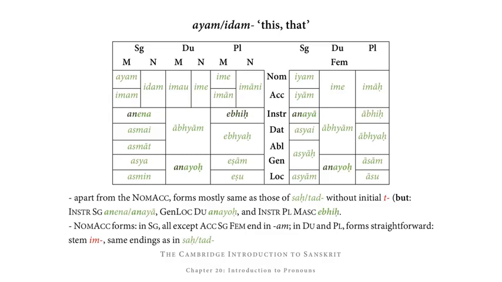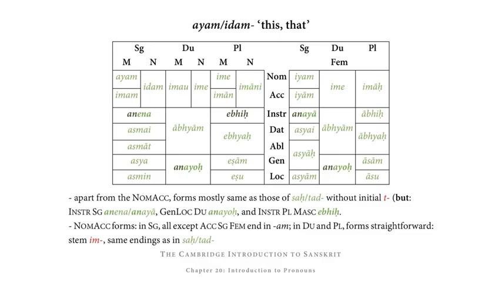The second pronoun to look at is ayam idam, which means this or that. And again, the ideas of this, i.e. this one here, and that one further away, are fairly separate in English, but in Sanskrit we have several pronouns whose range of meaning encompasses both of these.